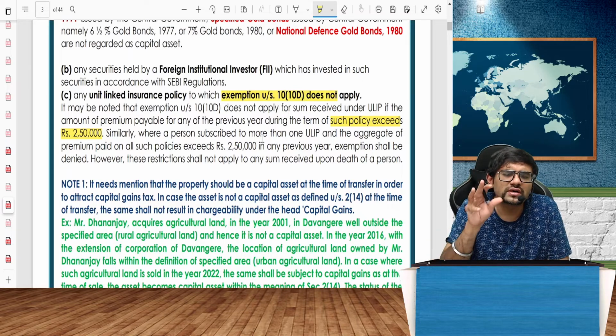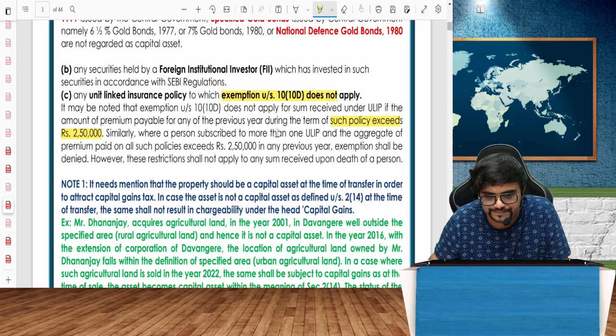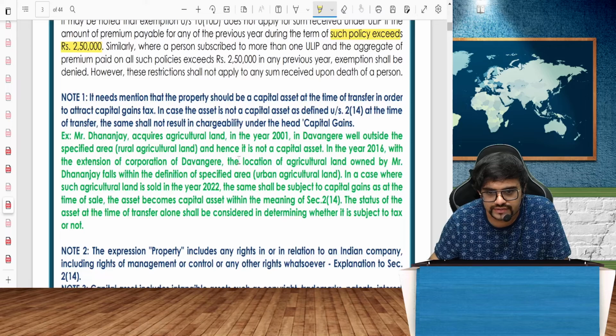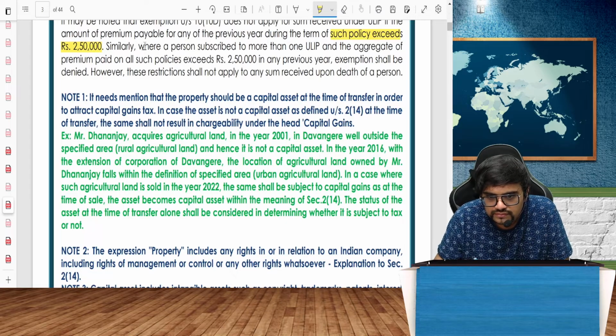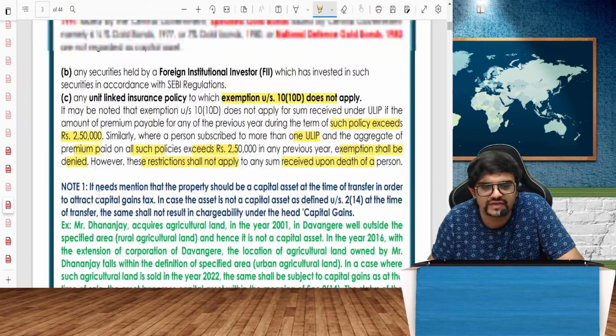So those unit linked plans whose premium is more than 2,50,000 per annum will be called a capital asset, is what they are trying to tell. Very, very simple. Similarly, where a person subscribes to more than one ULIP and the aggregate of premium paid on all such policies exceeds 2,50,000, exemption shall be denied. However, these restrictions shall not apply to any sum received upon the death of the person. Very, very simple. Anyway, all that you leave.